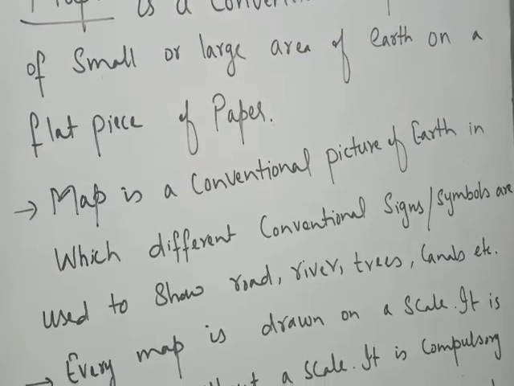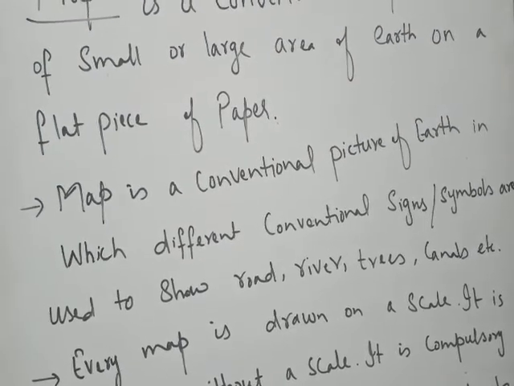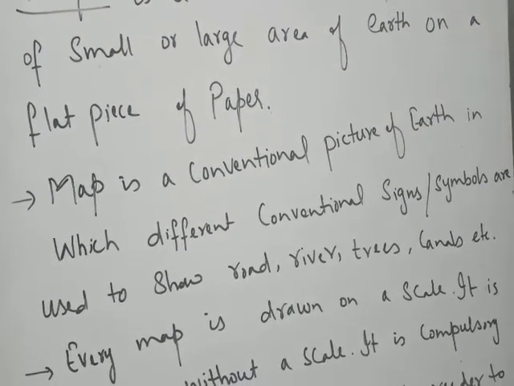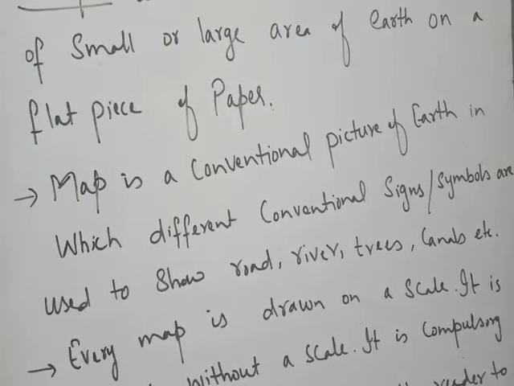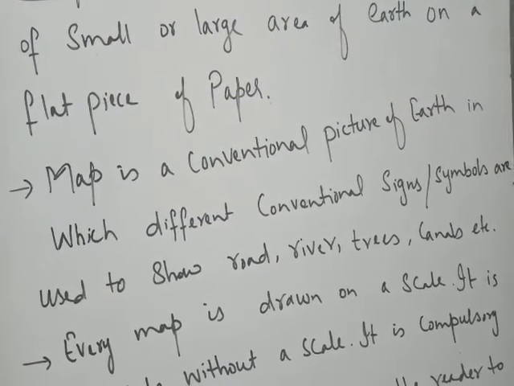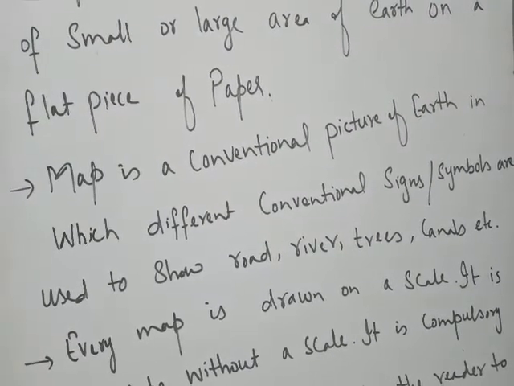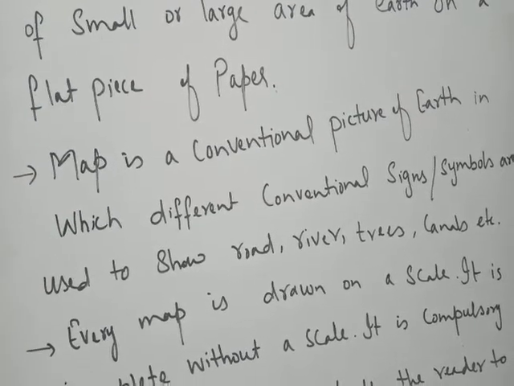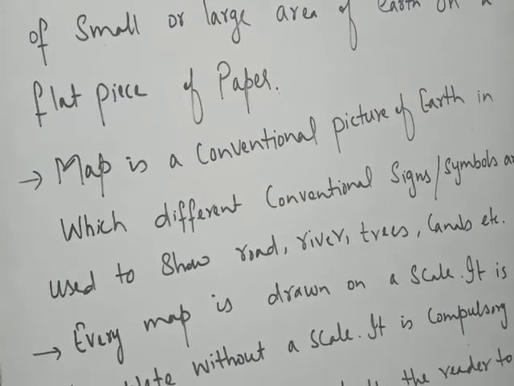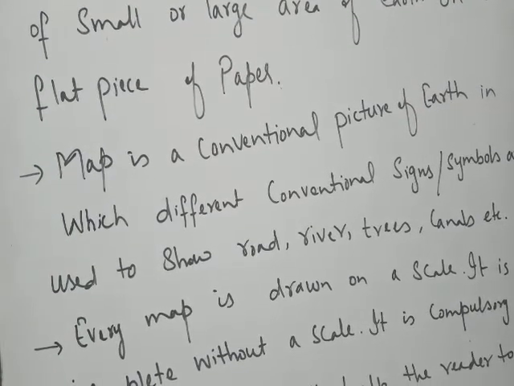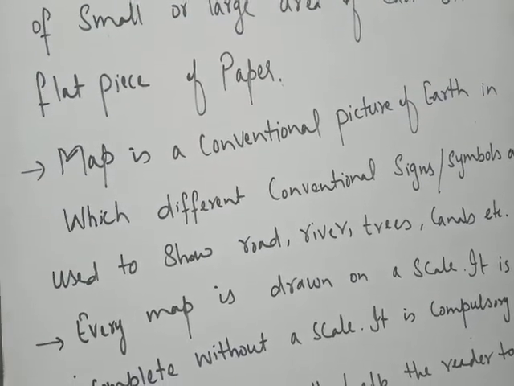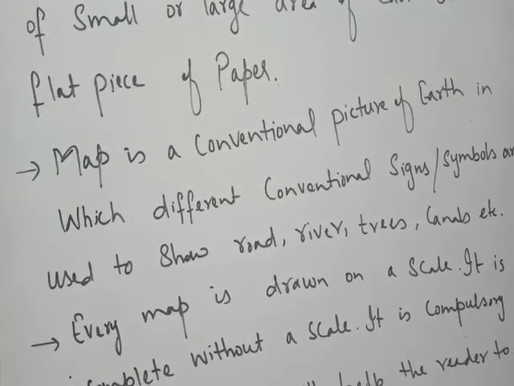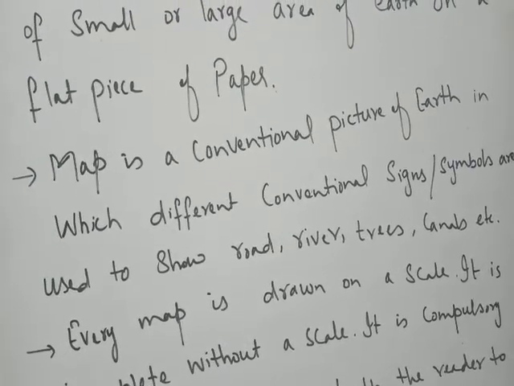Okay, there are a few unique properties regarding the map. As I have said earlier, it's a conventional picture of the earth. It is a picture, but a very conventional picture, because it needs to follow some symbols and signs. If you see any type of map, it will show different colors, different areas, different lines. Those lines on the surface of the earth must be representing a road, river, tree, canal, railway, anything. But you cannot actually draw these on a flat piece of paper, so what you do at that time is use some symbols.